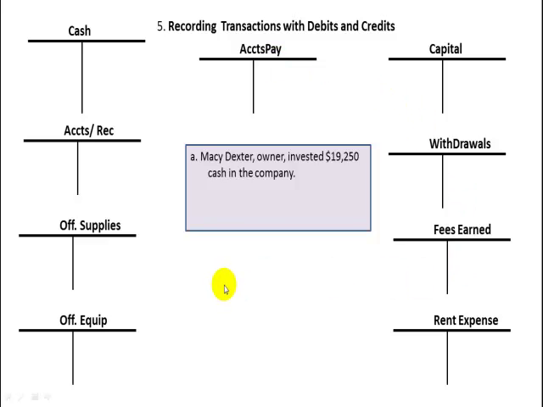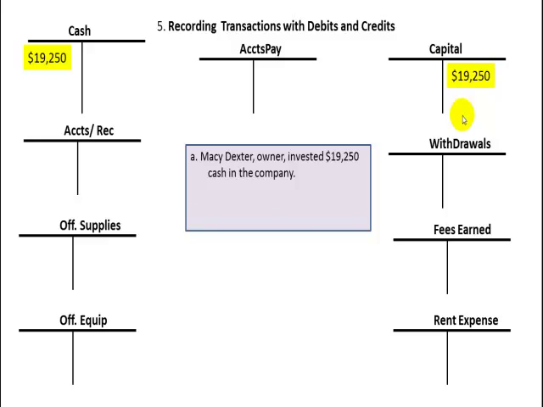So here we go. Max Dexter, owner, invested $19,250 cash in the company. So we're going to debit cash for $19,250, and we're going to credit capital for $19,250. And the rules of debit and credit say that when you debit cash, it increases it, and when you credit capital, it increases it also. So both sides are going up at the same time.